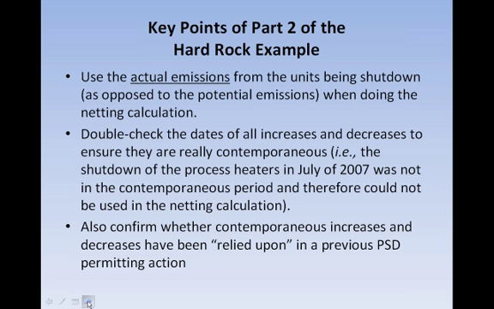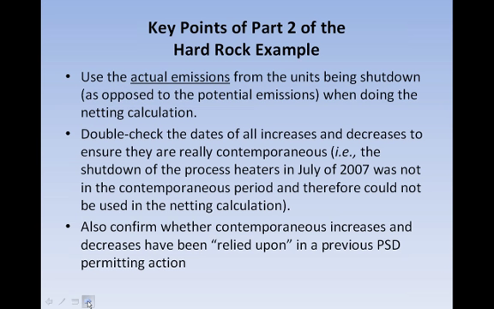Okay, in this slide we just summarize some of the key points of the second part of the Hard Rock exercise. First, one should use the actual emissions from the units being shut down and use the potential emissions from new units that are added during the contemporaneous period when doing the netting calculation. Also, double-check the dates of all increases and decreases to ensure that those being considered are really contemporaneous.